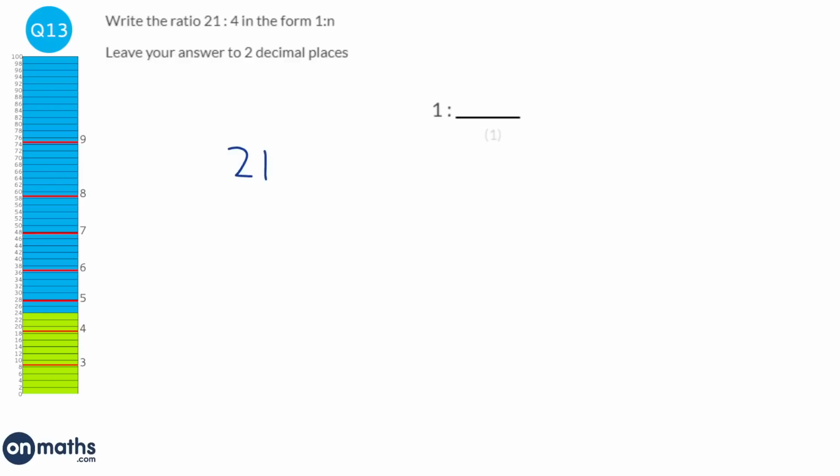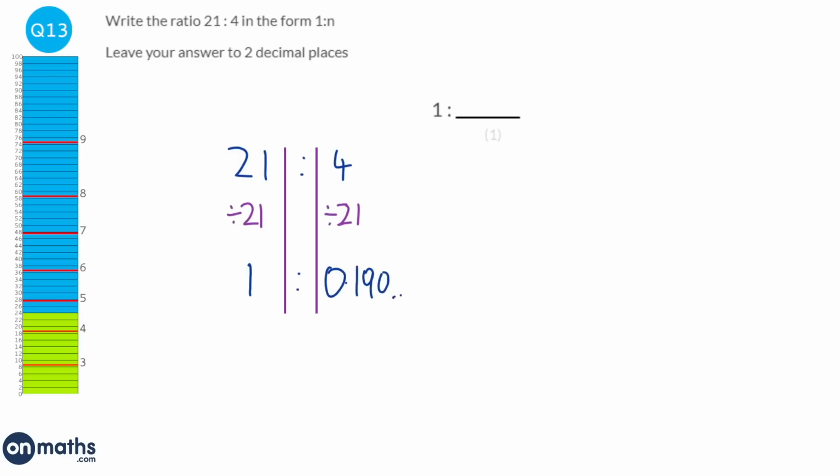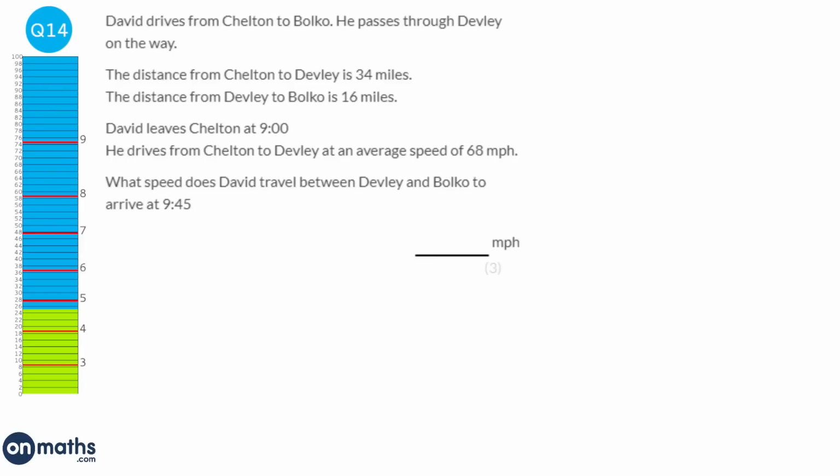So we're given 21 to 4 as the ratio. We're just going to have our lines in, because what we need to do is make the left hand side be 1. And to do that, for 21 I need to divide it by itself, divide it by 21, and we're going to do the same to the right hand side. So 21 divided by 21 is 1, perfect, that's what we wanted. 4 divided by 21 is 0.190 blah blah blah. It says it wants it to 2 decimal places, so it's going to be 1 to 0.19.